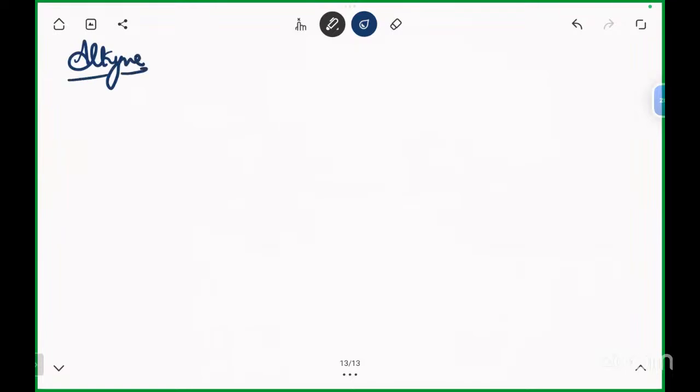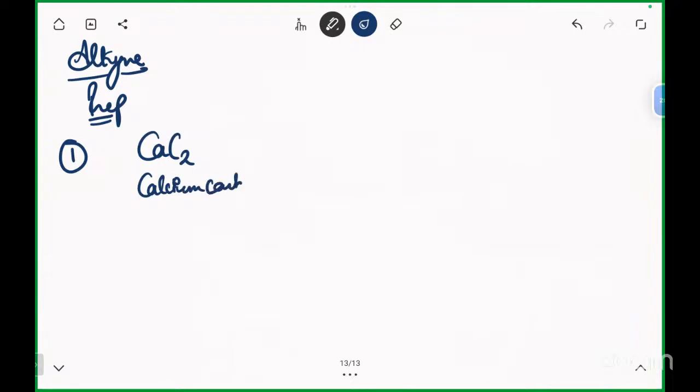So the preparation method of alkyne is also important. First question is: how can you prepare ethyne by calcium carbide? It's very easy. Directly, you have to take the calcium carbide and pour some water in it. That is easy. Two molecules of water I'm taking.